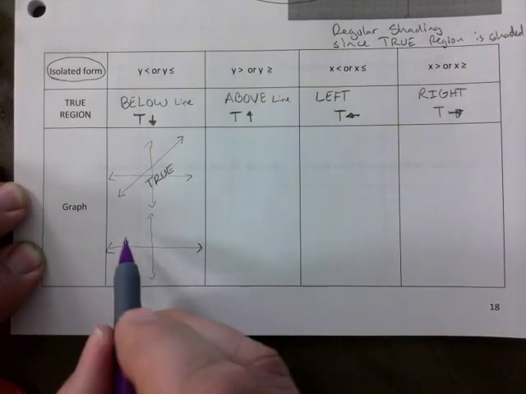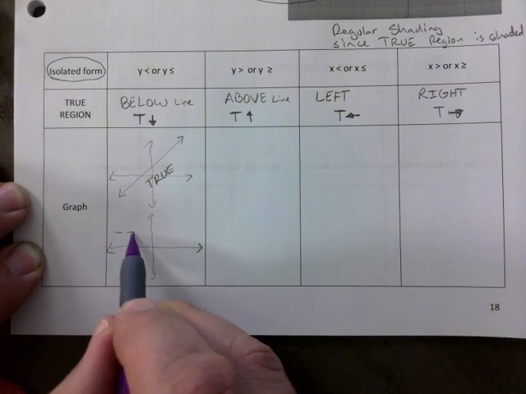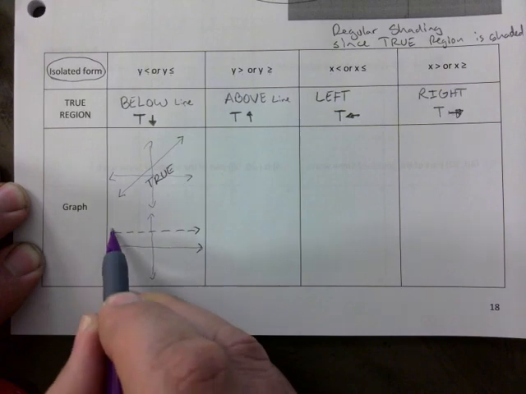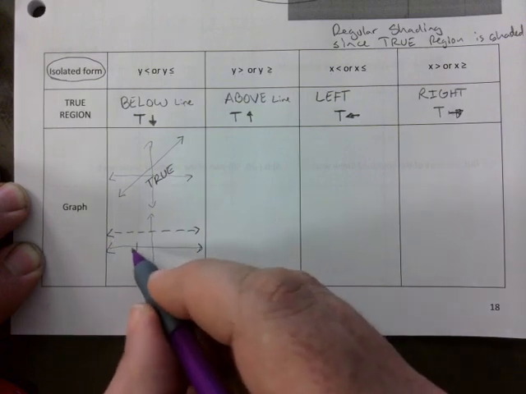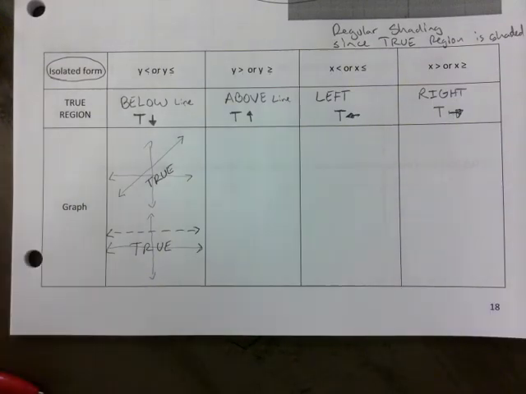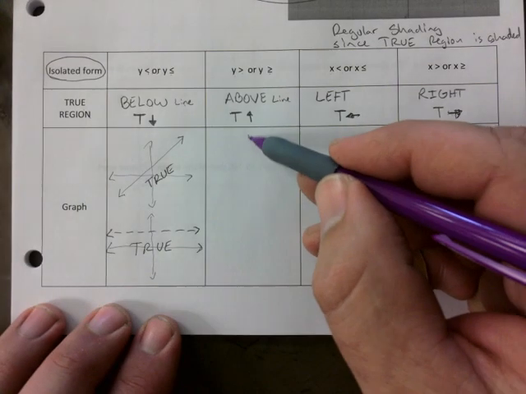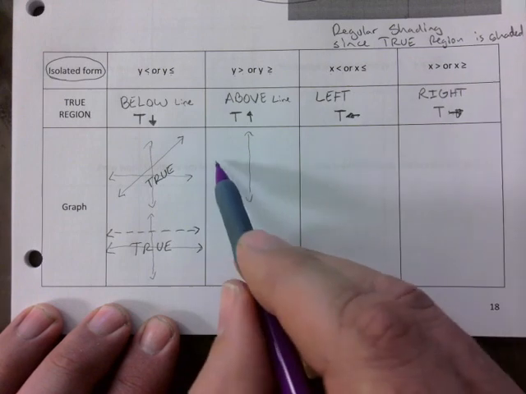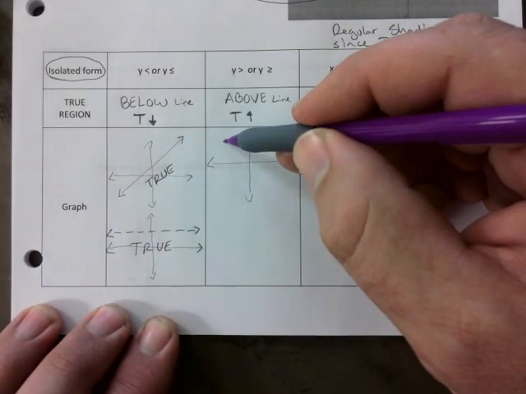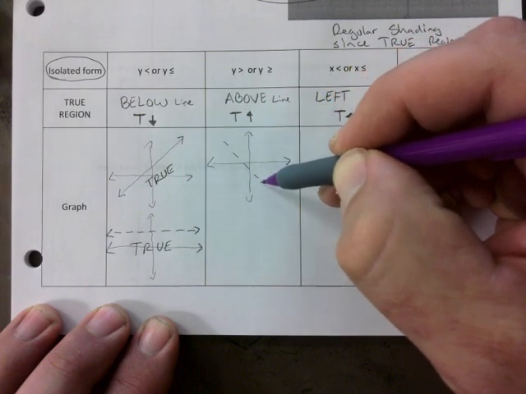Guess what? You could have a horizontal line. Let's make it dashed. And in that case, the true region would be below that horizontal line. Okay? And so the same thing goes here. You could have a dashed line going this way.